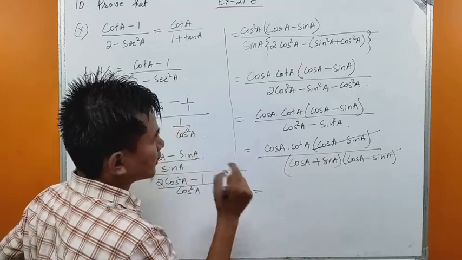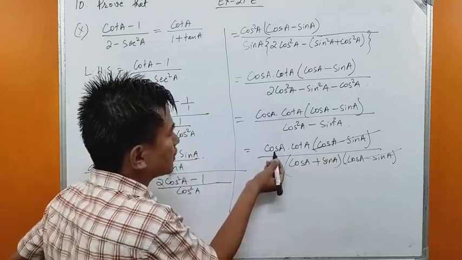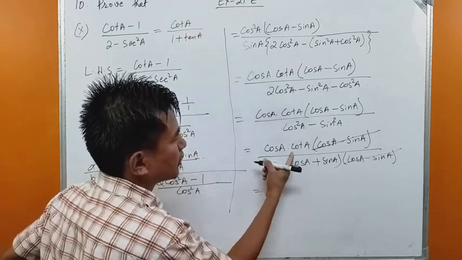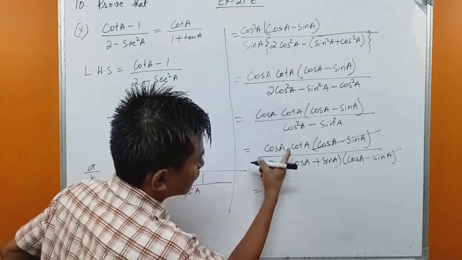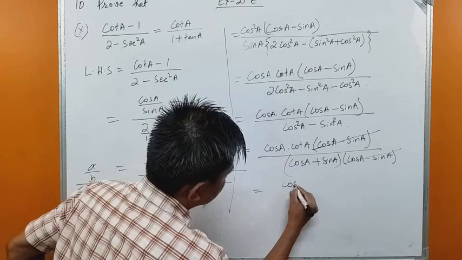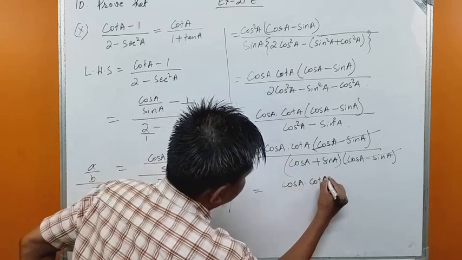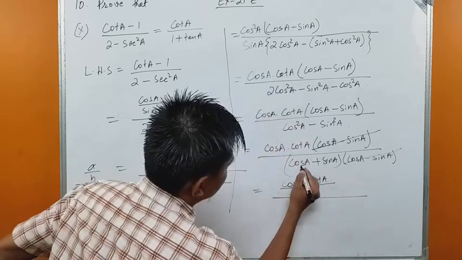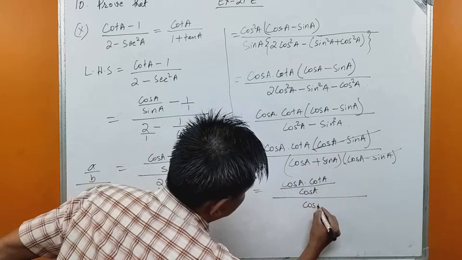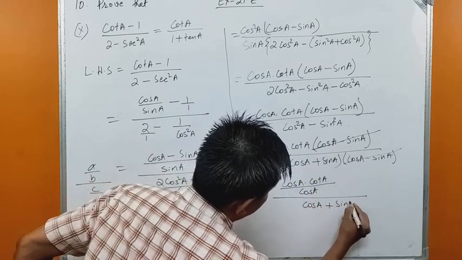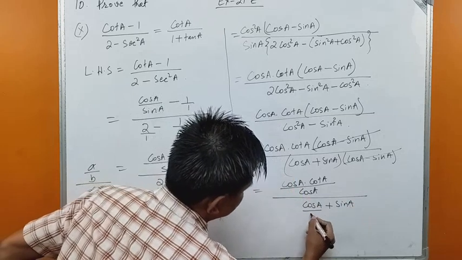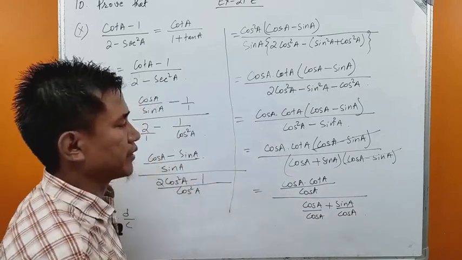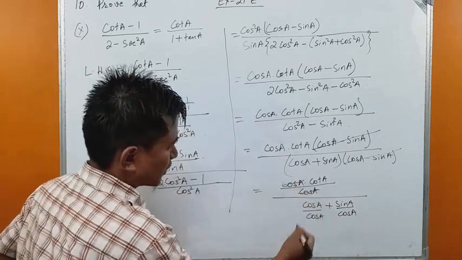So we divide the numerator and denominator by cos A, because we don't need cos A in the numerator, isn't it? We need only cot A. We divide numerator and denominator by cos A. So cos A into cot A divided by cos A whole upon cos A plus sin A divided by cos A. This means cos A and cos A, we divide numerator and denominator by cos A. So this cos A and cos A can be cancelled.